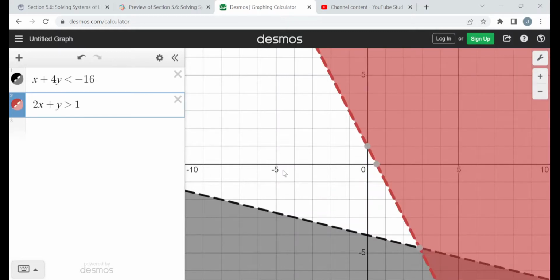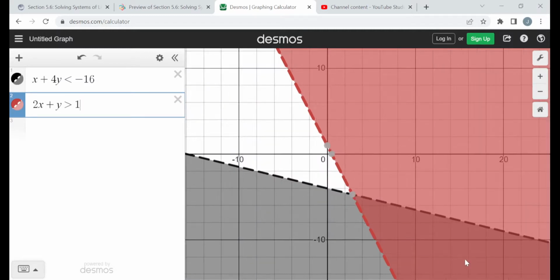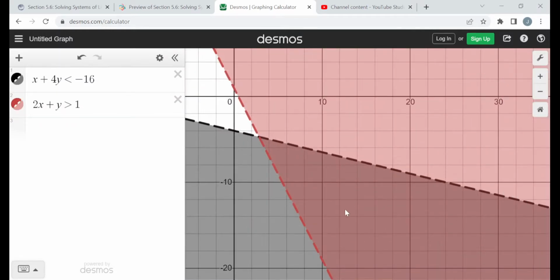And again, you're seeing, below the black dotted line, to the right of the red dotted line, and again, the overlap. You can see where the points meet, where the lines meet. But this region down here, where they overlap, the darker region, is where all the solutions are. And again, the points on the dotted lines are not in that region. If they were solid lines, they'd be part of the region, but they're dotted. So only the area between the two dotted lines.